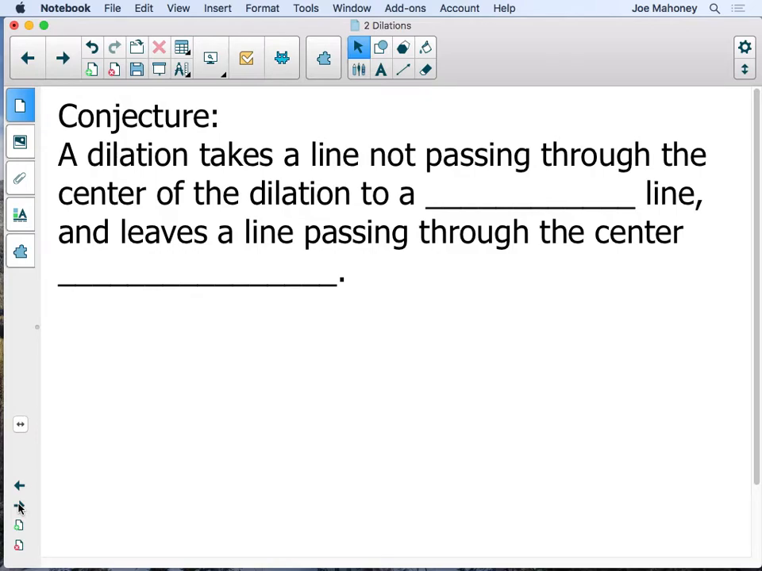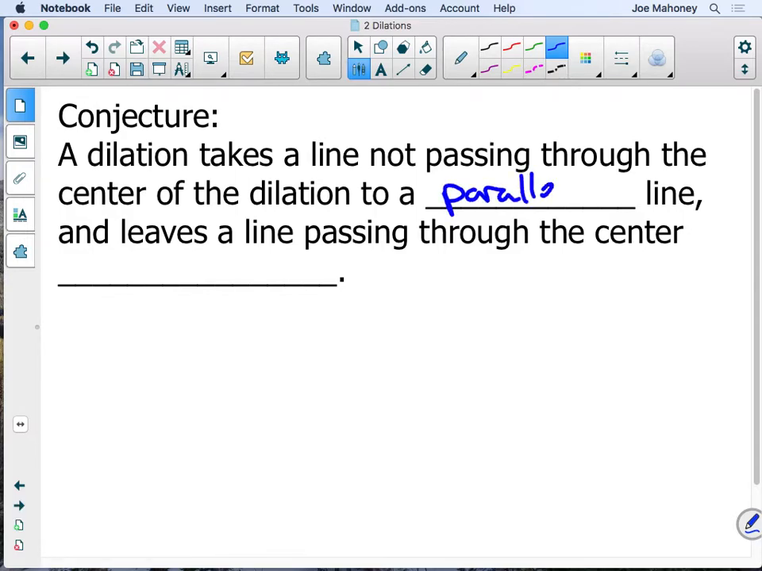So that's a big idea here. The big idea is that a dilation takes a line that doesn't pass through the center to a parallel line. And it leaves a line that passes through the center unchanged.